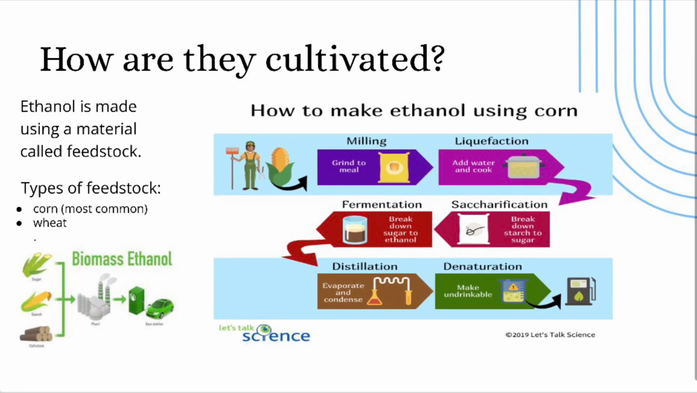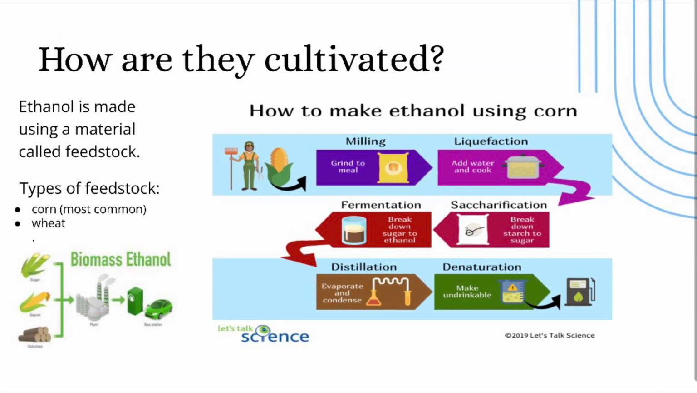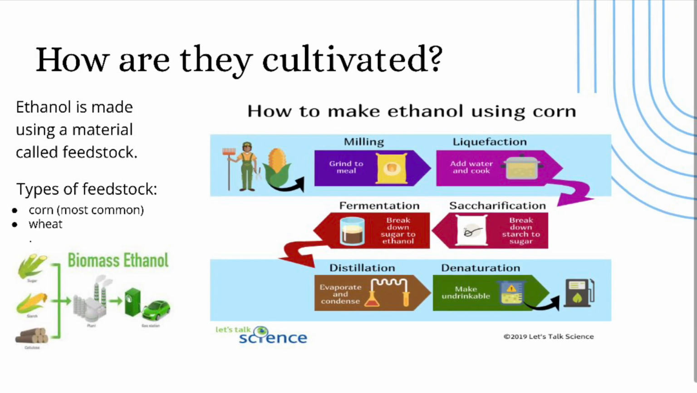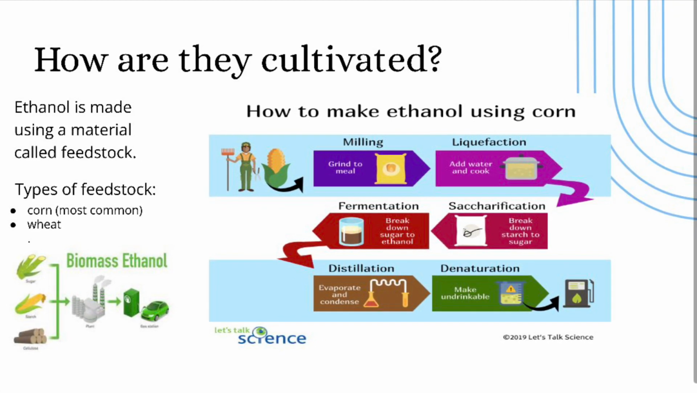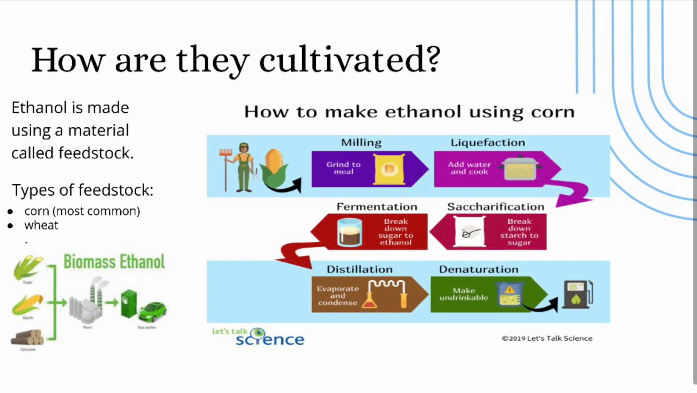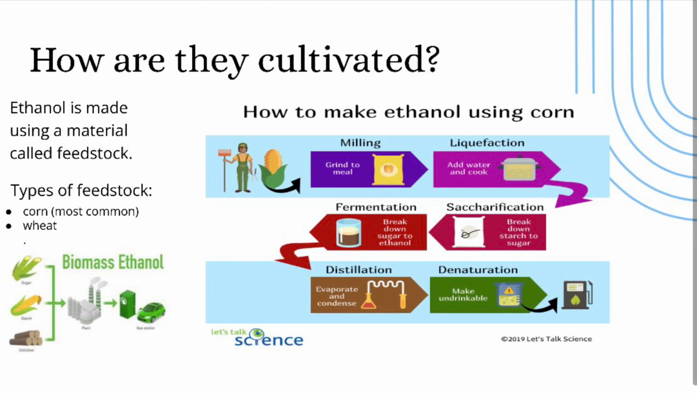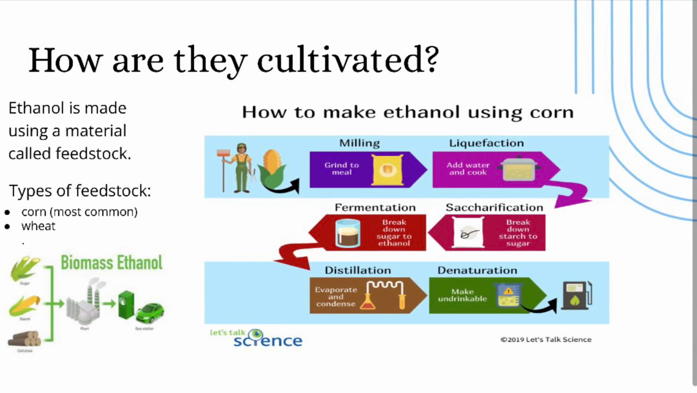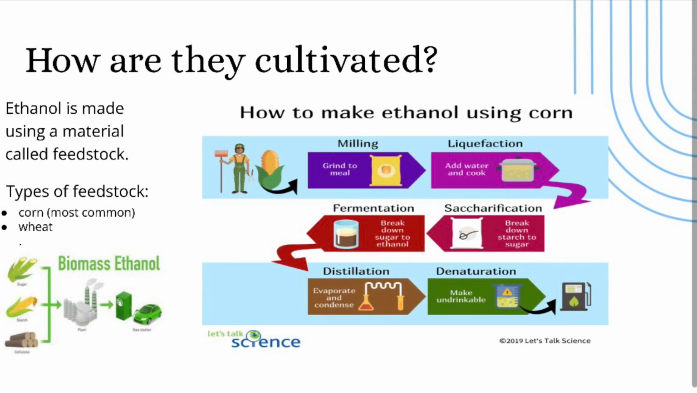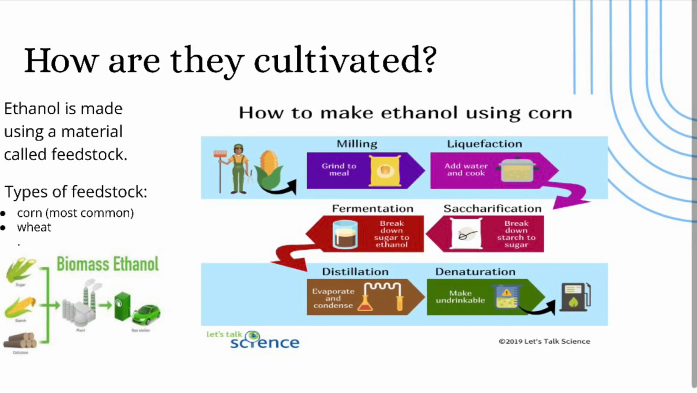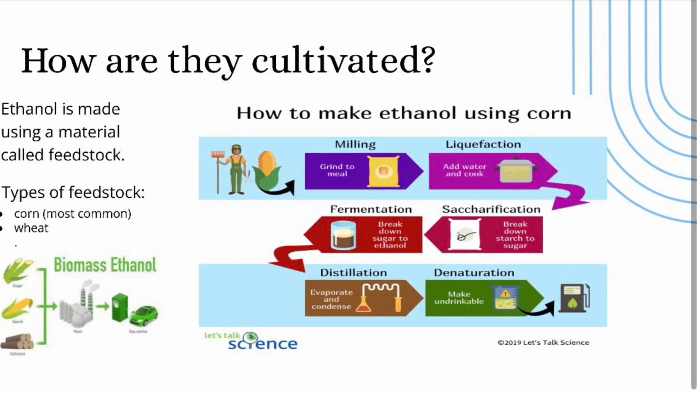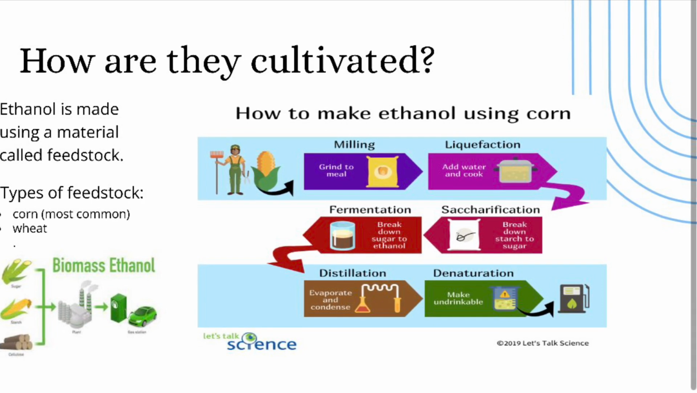Okay, so now we'll be going into how exactly ethanol is cultivated and made, and where it's derived from. Ethanol is made using material called feedstock. Examples of these feedstocks would be corn, which is the most common that we see, wheat, and sugars. The way that it works, I provided a little diagram of it right over here, is we start off with the corn from the cornfields, and we pick those, and then we move into the milling process.